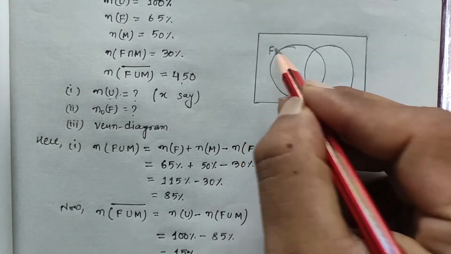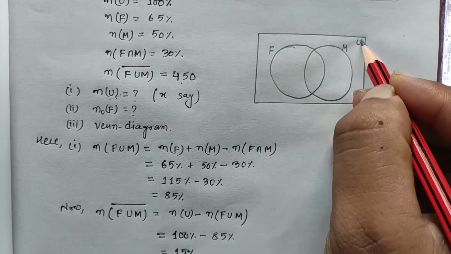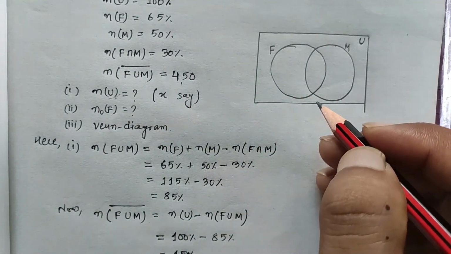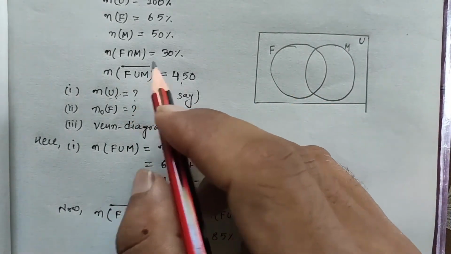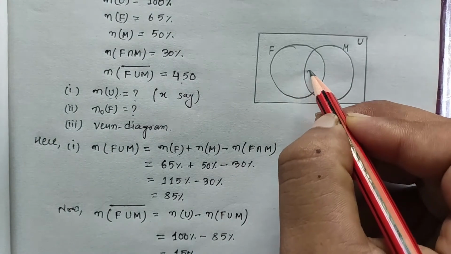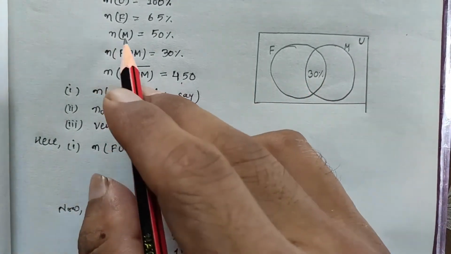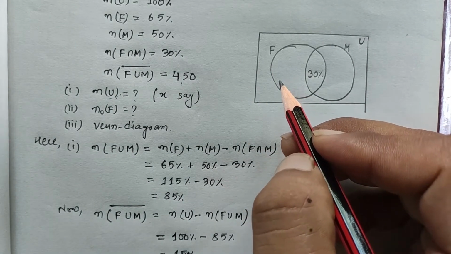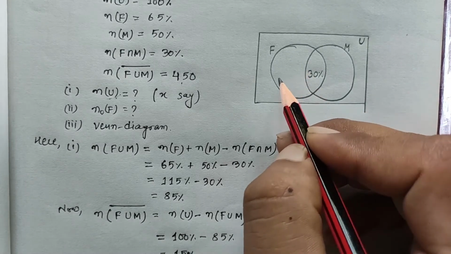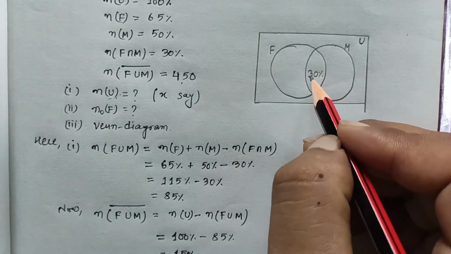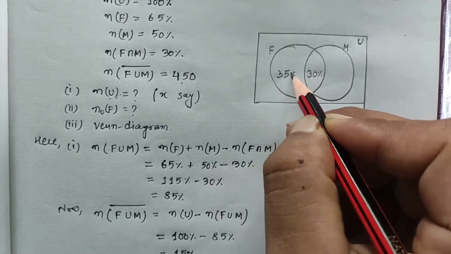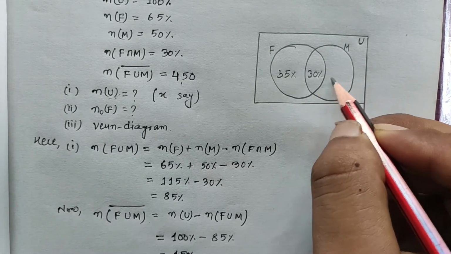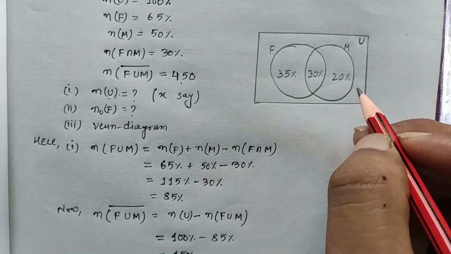So here, folk songs is F, modern songs is M, and the universal set is U. You can write it either in numbers or in percent. If we write in percent, let's say the intersection is 30% and F is 65. So 65 minus 30, because 30 is already here, is 35% here. Similarly, M is 50, so 50 minus 30 is 20, and only M is 20%.